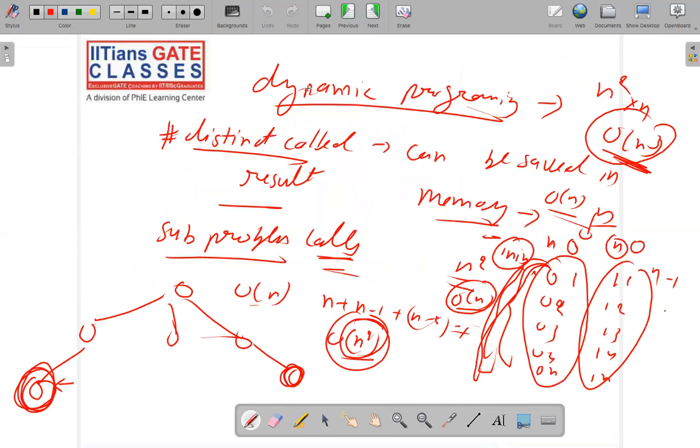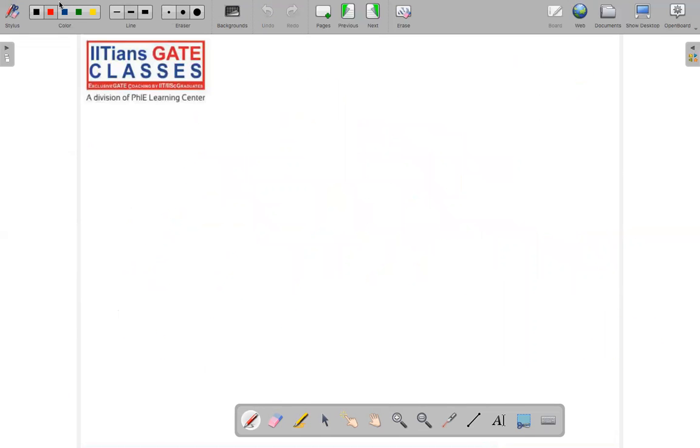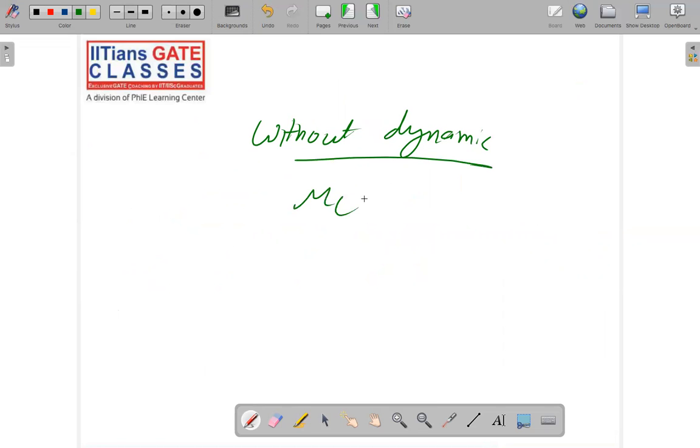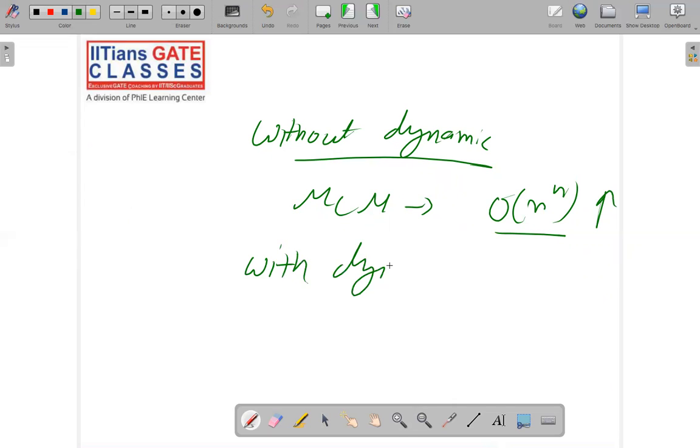So without dynamic programming, let me write it here clearly. Without dynamic programming, matrix chain multiplication will take order of n to the power n, and this is very, very large. With dynamic programming, it will take order of n cube.